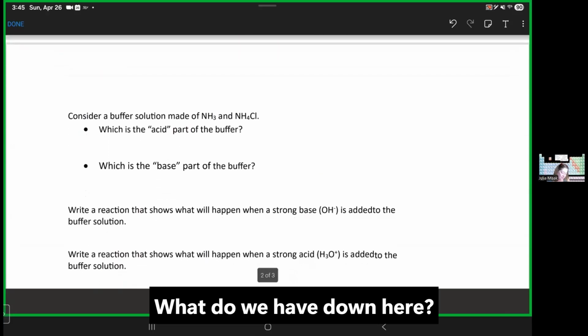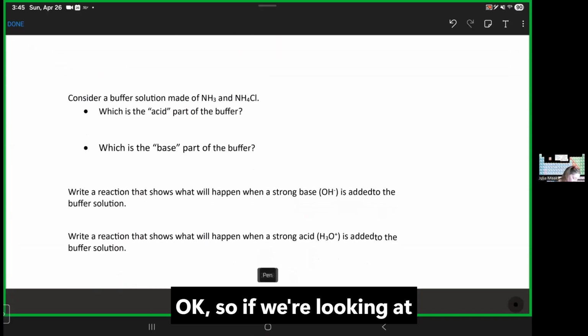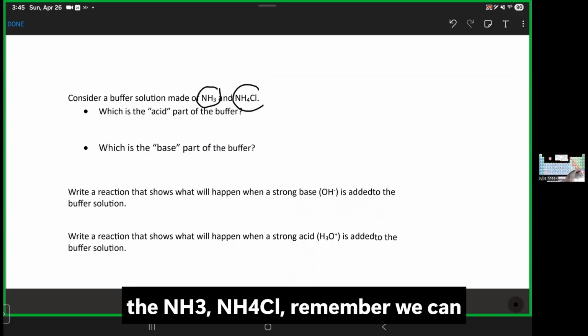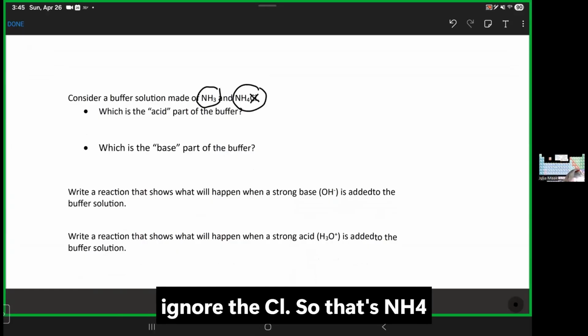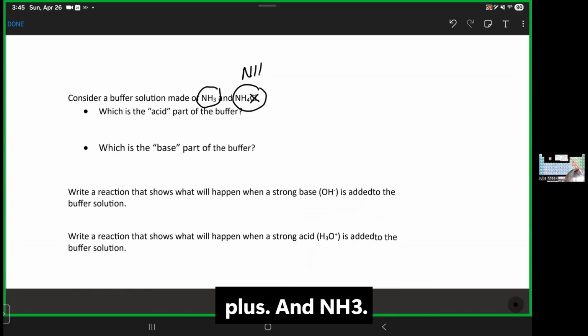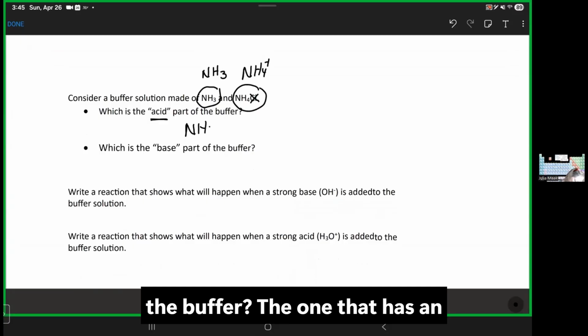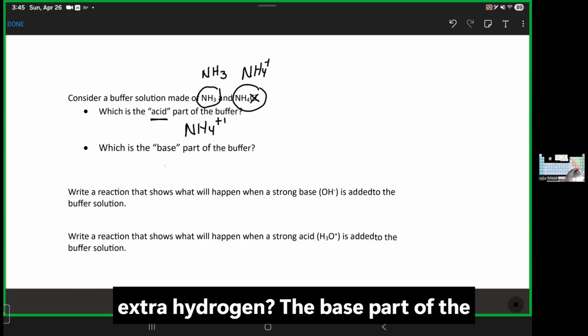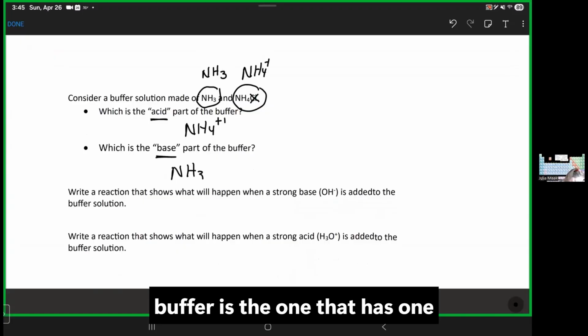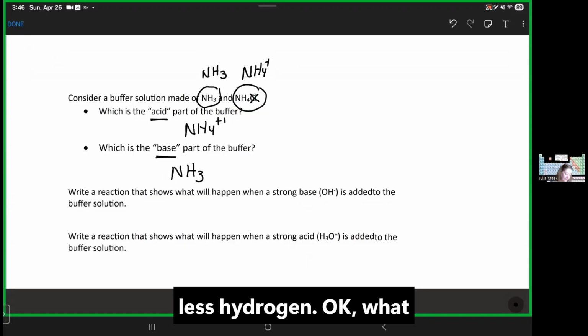What do we have down here? Okay, so if we're looking at the NH3, NH4Cl, remember we can ignore the Cl. So that's NH4 plus and NH3. So what is the acid part of the buffer? The one that has an extra hydrogen. The base part of the buffer is the one that has one less hydrogen.